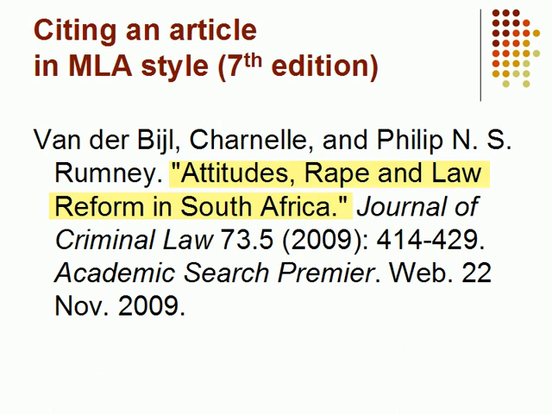The title of the article is in quotation marks. The title of the periodical is in italics. We have the volume number and issue number, separated by a period. The year is in parentheses, then we have the page range. We have the name of the database we used to access this article. We have the word web for web-based resources. If this was something we accessed in printed form, we'd use the word print instead. Then we have the date we accessed it.